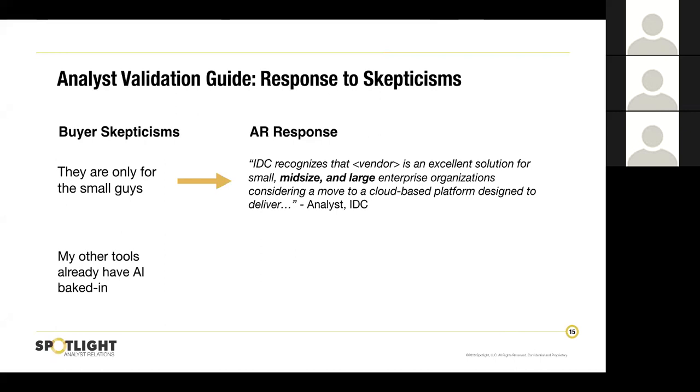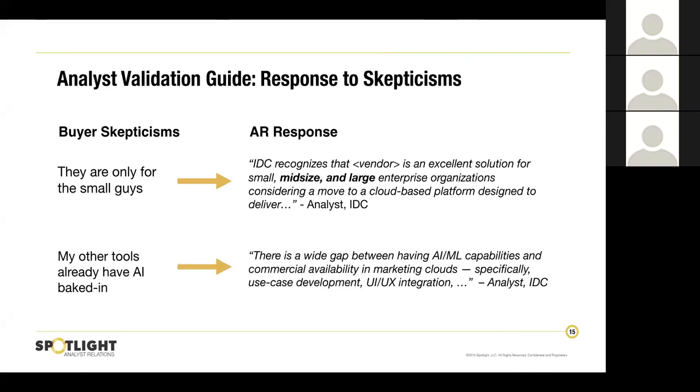What if we're trying to sell an AI tool and the argument is my other tools already have AI baked in? Maybe you can find that quote that says, hey, listen, there's a wide gap between the AI and machine learning capabilities that are baked into marketing clouds versus the specific AI tools that I can buy. So the validation guide, single pager or single set of slides, make it easy for them, go find it.